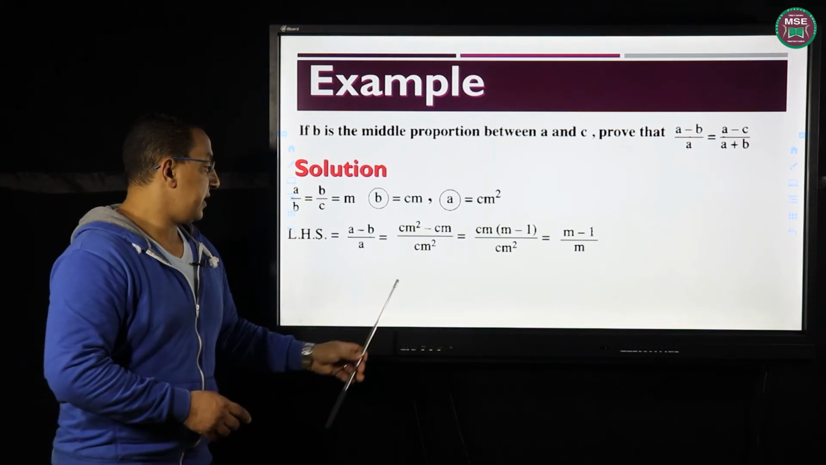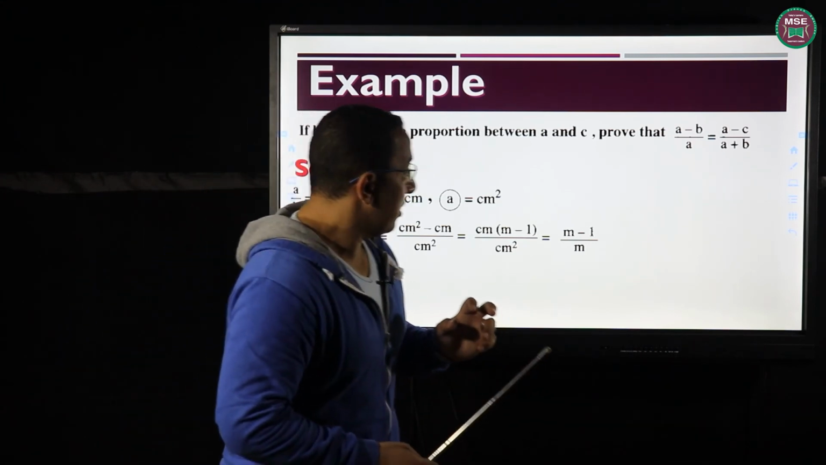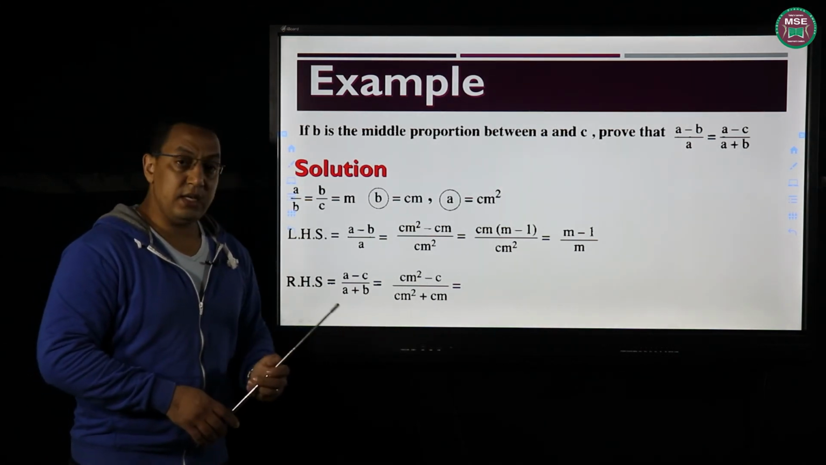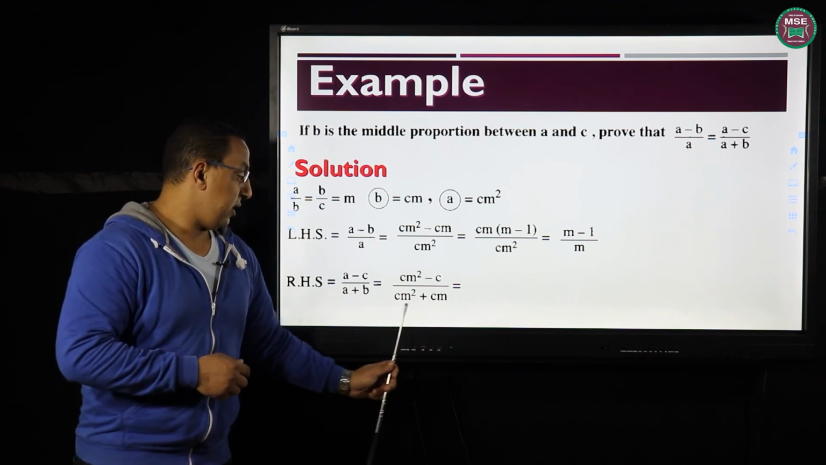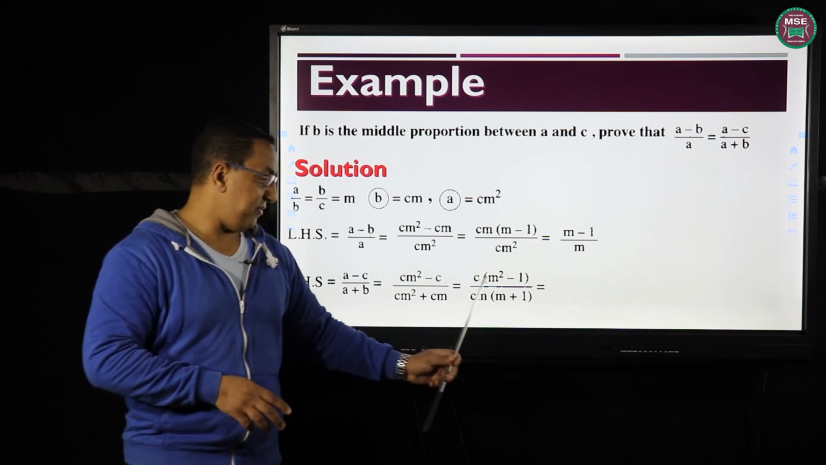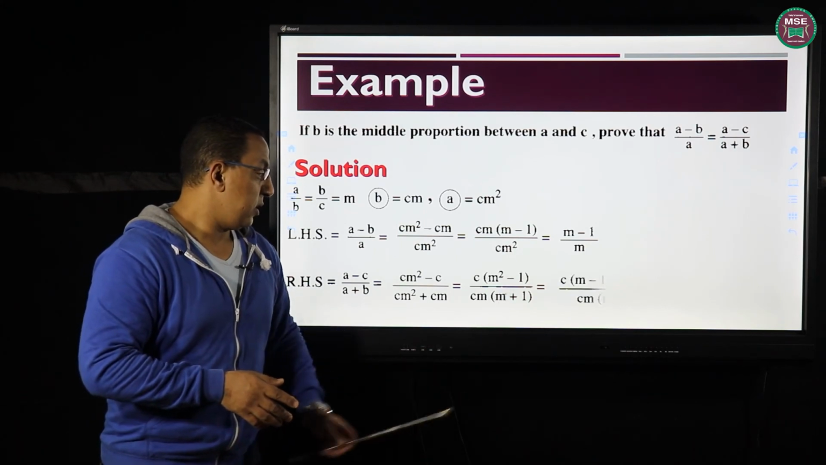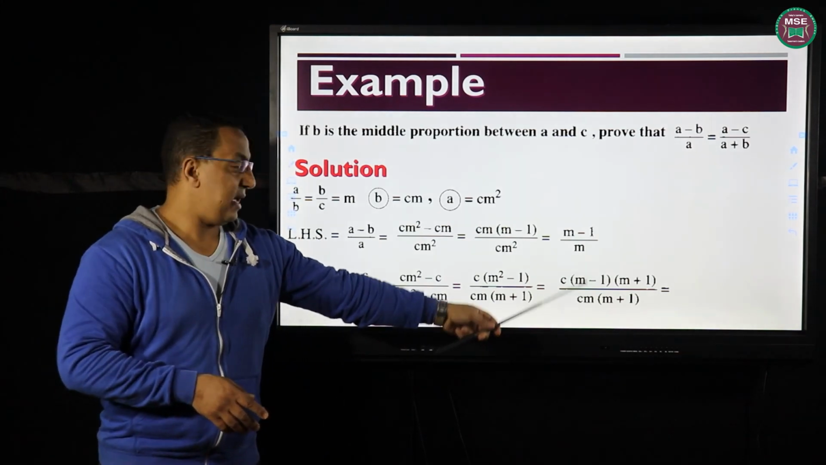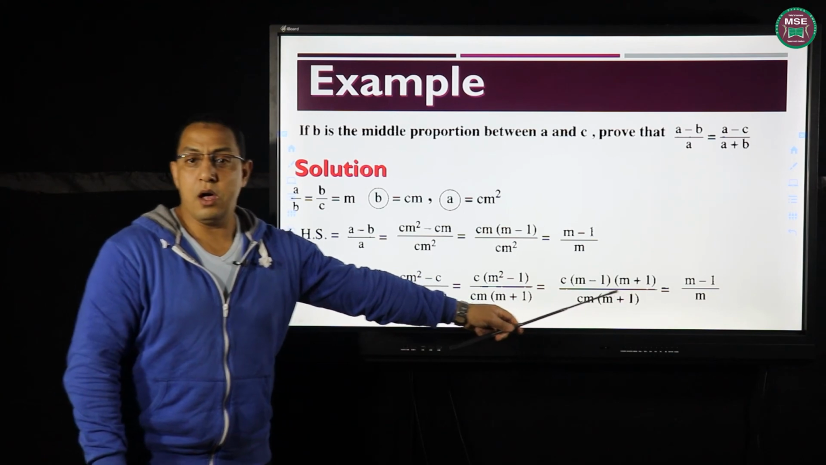The right hand side is A minus C over A plus B. It will be CM all power of 2 minus C over CM power of 2 plus CM. I'm going to take C common outside the bracket up, and down I have CM common factor. Now I'm going to cancel C and C, but I have M power of 2 minus 1. I can factorize this expression into brackets, M minus 1 and M plus 1. Cancel M plus 1 with M plus 1. The remainder will be M minus 1 over M. So now the left hand side and the right hand side are equal.